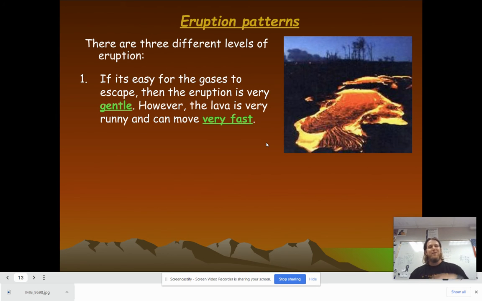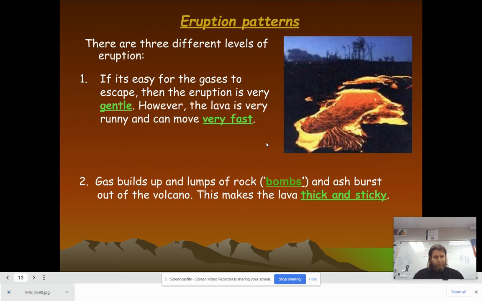So we have 3 different types of eruption patterns. And we can call them levels, if you will. But the patterns that we typically see, if it's easy for the gases to escape, they don't get stuck within the chemistry that is the magma, you'll have this very gentle flow. The lava can move pretty fast. That's one of the dangers because it gets very, very runny. And so it can move faster than other types of lavas.